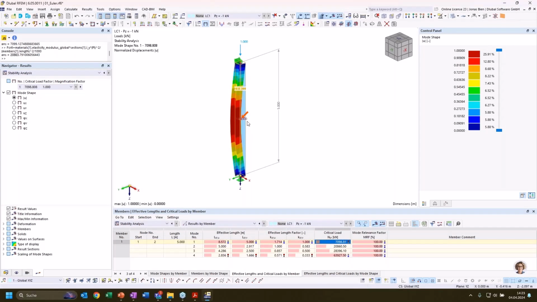The critical load of the member is just the normal force, or the actual force in the member, times the critical load factor. And from this F crit, our effective length is calculated, and then the effective length factor is calculated.